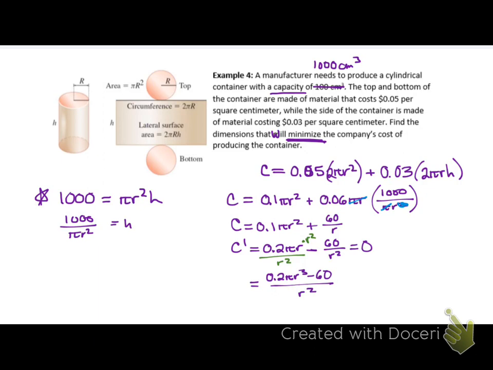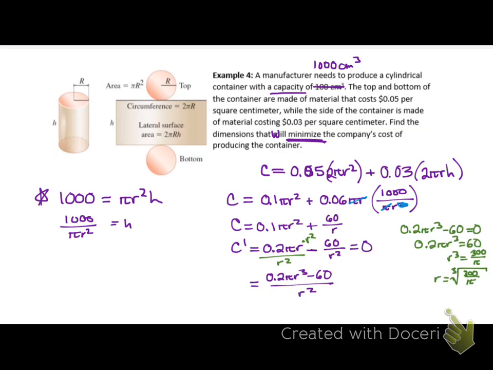And to see where this equals 0, I would take that and set it equal to 0. So the numerator, 0.2 pi r cubed minus 60 equals 0. So 0.2 pi r cubed equals 60. I'm going to divide by 0.2 pi. So r cubed equals 300 over pi, and r equals the cube root of 300 over pi. That's the r value that will minimize the company's cost.